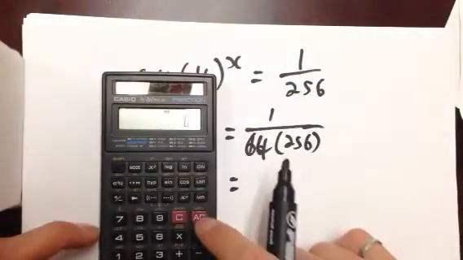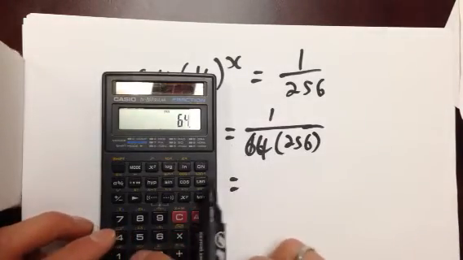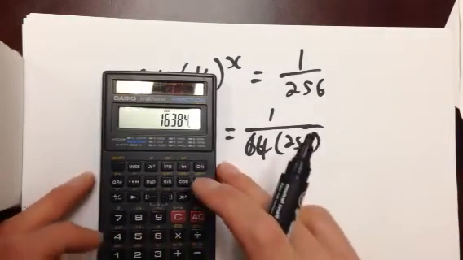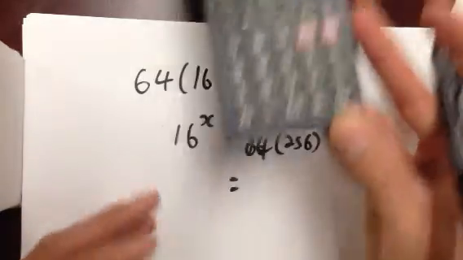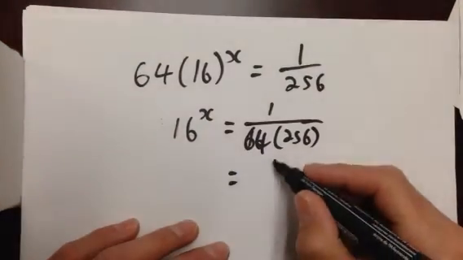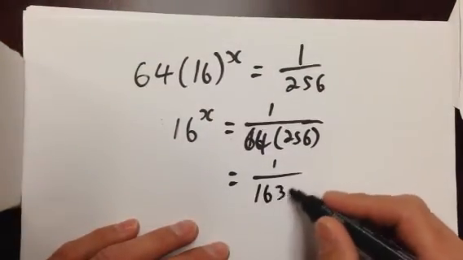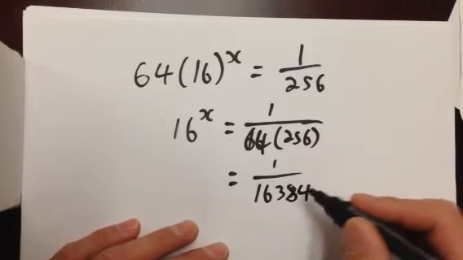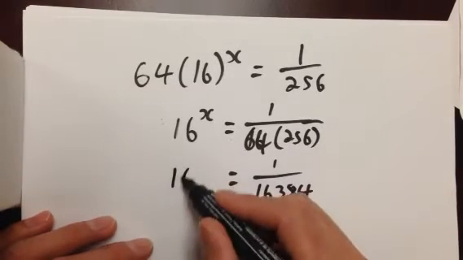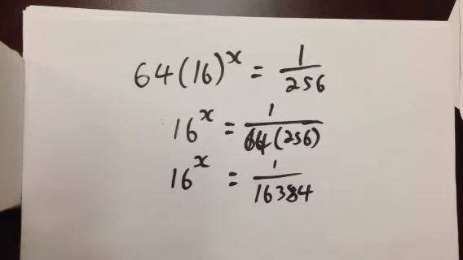So you can use your calculator for this, save some time. 64 times 256 is 16,384. So I have 1 over 16,384. That's equal to 16 to the x.